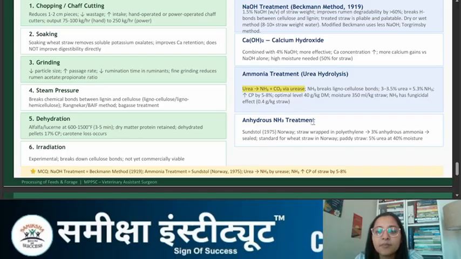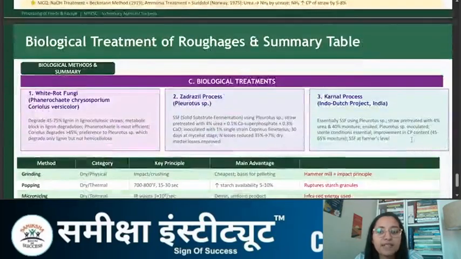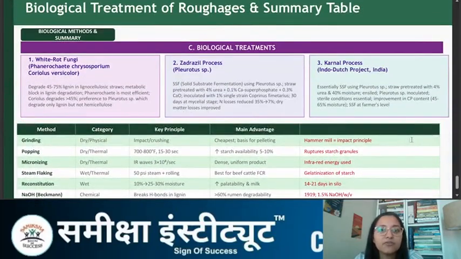Then anhydrous ammonia treatment. Straw is wrapped in polyethylene, then anhydrous ammonia, that is without water, 3% is added and then sealed. Paddy straw is treated with 5% urea at 40% moisture. Then lastly, the biological method for treatment of roughages.